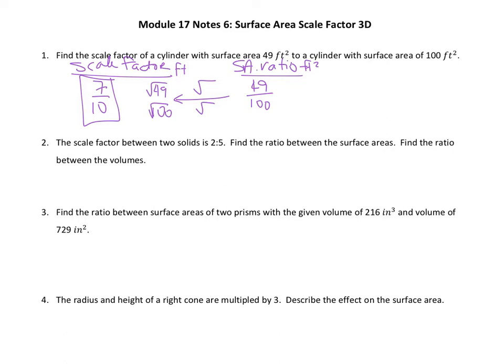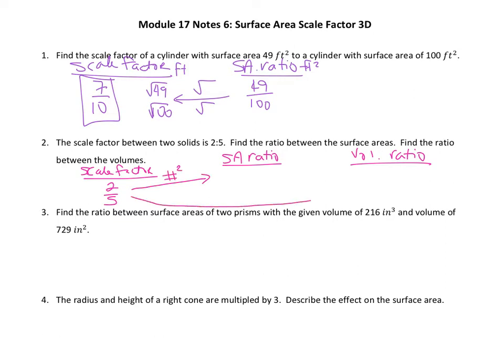And number 2, we have the scale factor of 2 over 5, and we need to use it to find the ratio between the surface areas and the ratio between the volumes. You have to treat it 2 different ways. If we need to take our scale factor and change it into surface area, we need to take each of those numbers and square them. If we need to find the volume ratio, then we need to take each of those numbers and raise it to the 3rd power.